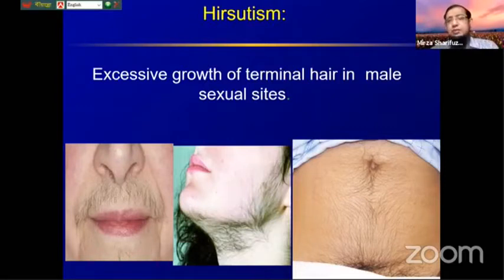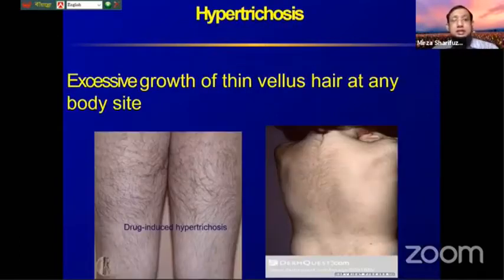You have to differentiate this from hypertrichosis, where vellus or terminal hair grows in any part of the body. It's not an androgen sensitive area, as I mentioned earlier. So when in a female there is excessive growth of terminal hair in an androgen dependent area, this is called hirsutism. So in the definition, we have three components. Number one, in female. Number two, terminal hair. Number three, in androgen dependent area.